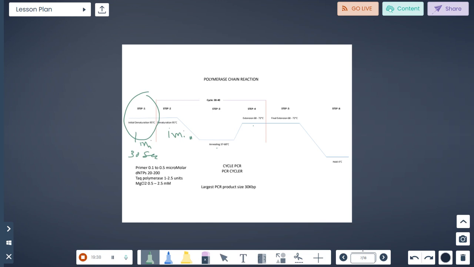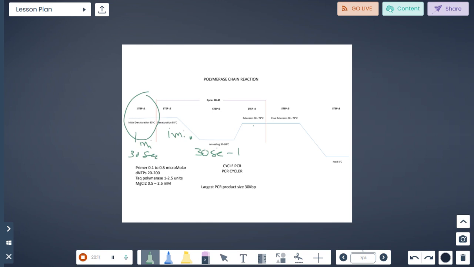This annealing also generally people will do from 30 seconds to 1 minute. If you are using a very long primer or there is high complementarity between the template and the primer, then you can keep it for 30 seconds. Otherwise, if you think there are some mismatches, then you have to keep it for 1 minute. Extension temperature is again 68 to 72 degrees centigrade.